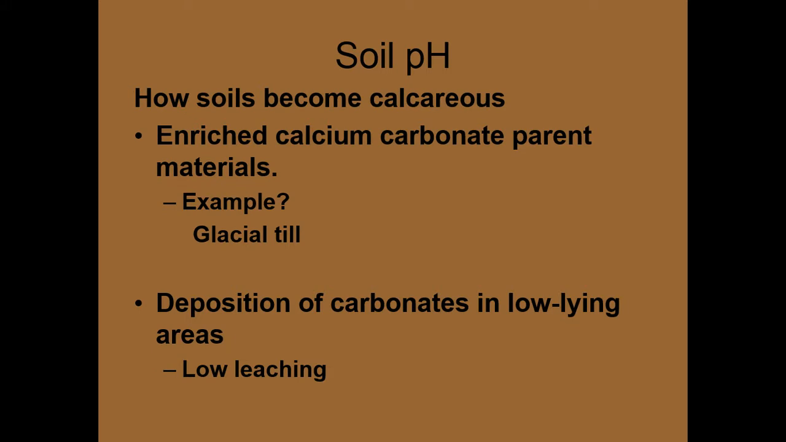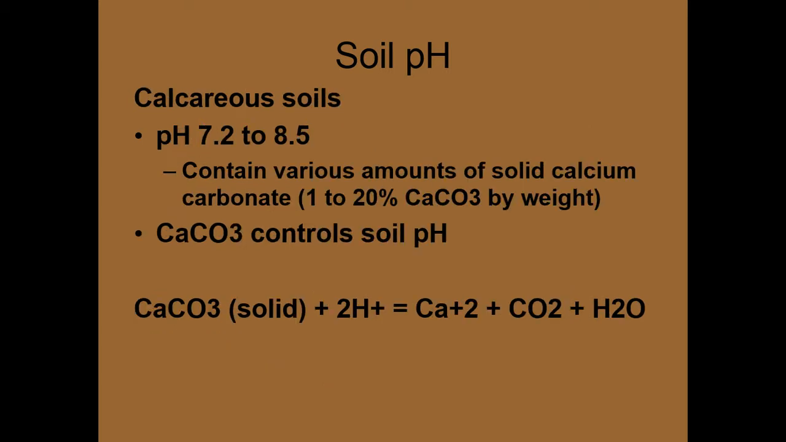How do soils become calcareous? Enriched calcium carbonate parent materials such as glacial till, also the deposition of carbonates in low-lying areas, and leaching, moving carbonates down through the soil profile or down across the landscape. Calcareous soils usually have a pH of 7.2 to 8.5, and the amounts of solid calcium carbonate can be 1 to 20% by weight. And then it's really the calcium carbonate that is controlling the soil pH in these situations.